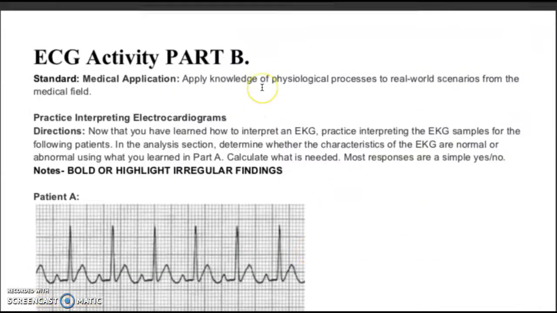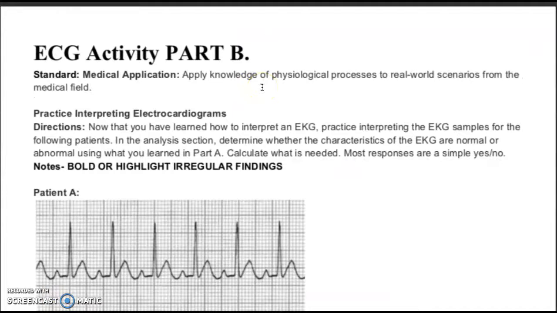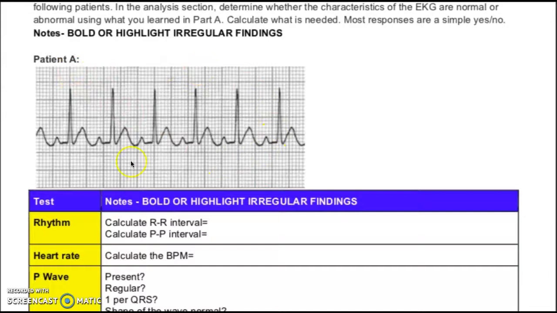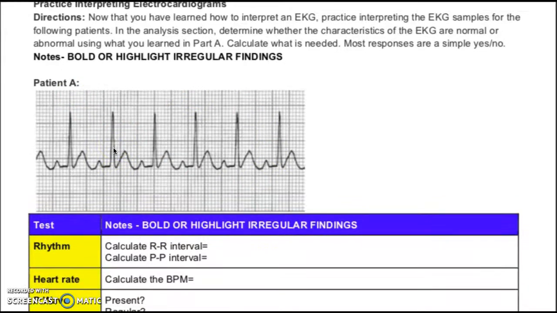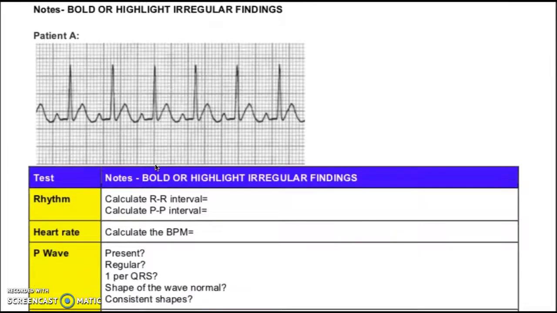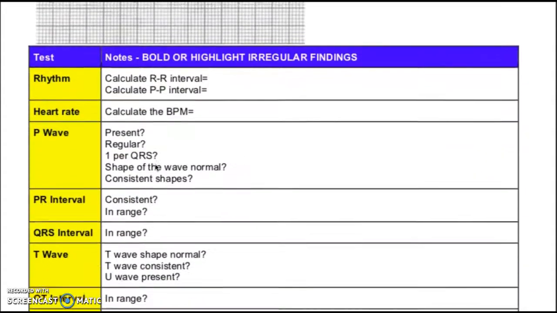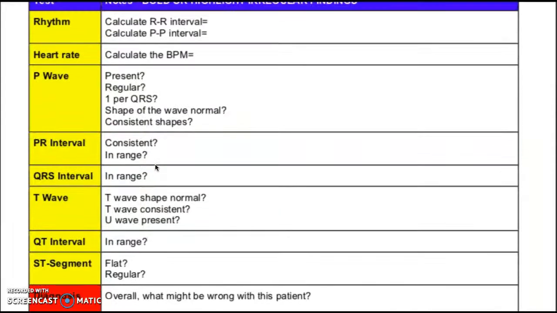Here we go. All right, so for part B, which you'll do on Friday, you're going to apply the knowledge that you learned from part A into an actual patient's EKG reading. So here's the patient. In the analysis section down here, determine whether the characteristics of this EKG are normal or abnormal using what you learned in part A. Calculations will need to be done, and most responses are a simple yes or no. So you'll look at this table, you'll answer it.